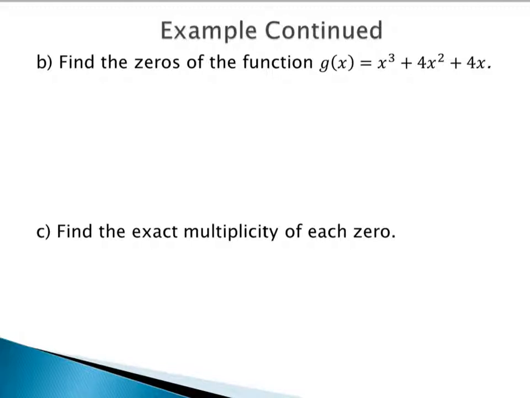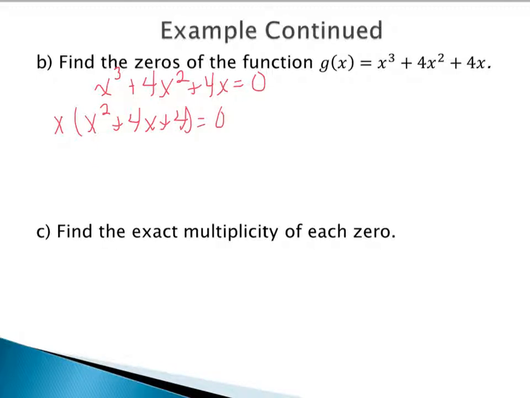So we're going to have x to the third plus 4x squared plus 4x equals 0. If possible, we always want to try to factor first. Here I have a greatest common factor of x. That way we're left with x squared plus 4x plus 4. Again, then I can factor the inside. X squared plus 4x plus 4 would factor into x plus 2 times x plus 2.